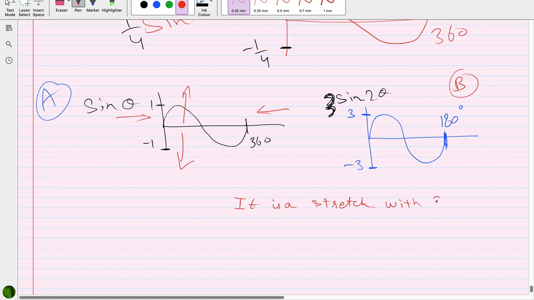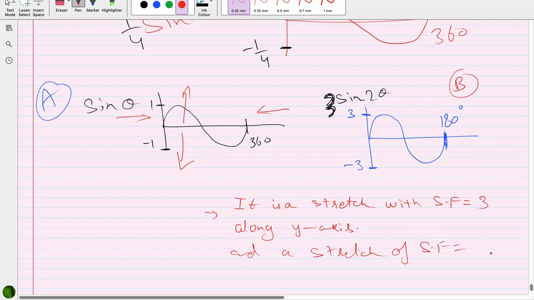with scale factor. What do I write? I'm going for the y direction. Scale factor, what do I write? Scale factor 3. Yes, along the y-axis. Second part, and a stretch of scale factor along the x-axis. What should it be? 1/2.